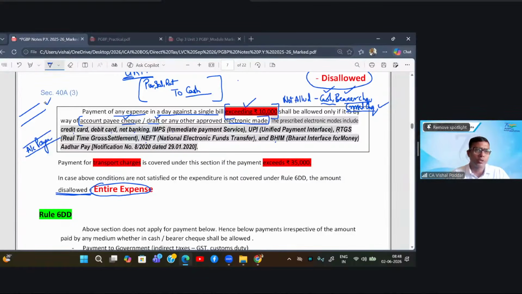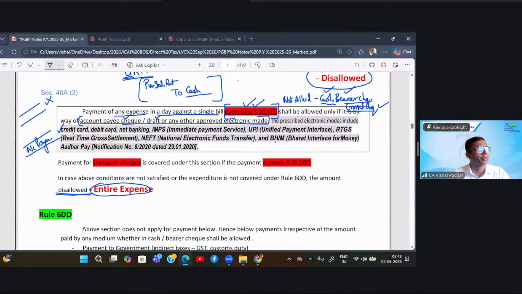So this is a cross cheque. This is an account payee cheque. Cross cheque is not allowed. If you make payment through cross cheque, I will disallow the expense. But firstly, ensure that the amount is exceeding 10,000 in a day. If the amount is not exceeding 10,000, you can very well make payment in cash.